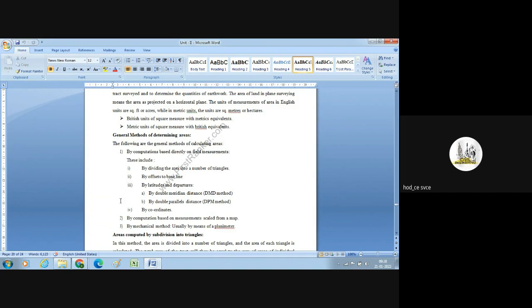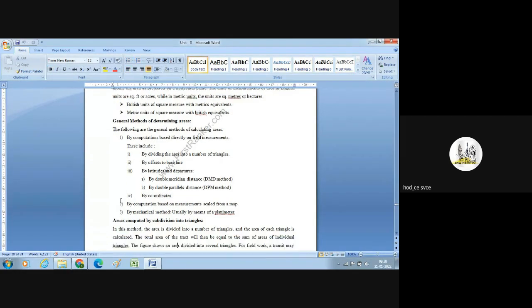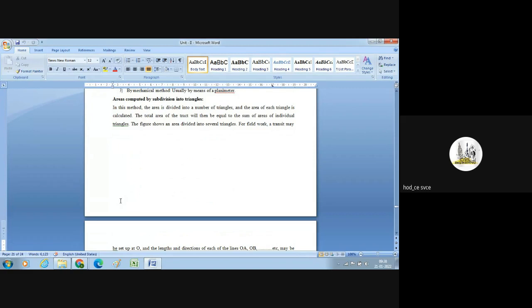And next, finally, the third one is the mechanical method, usually by means of a planimeter. With a planimeter we also calculate the area, I mean the distance as well as the angle, on the map itself. Now let us discuss the first one, computation of area by field measurements.